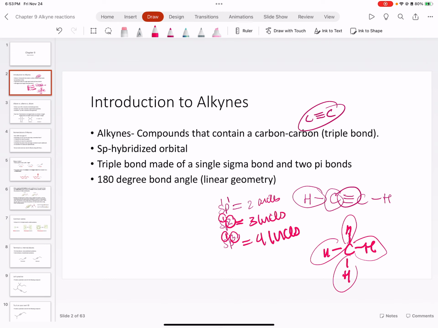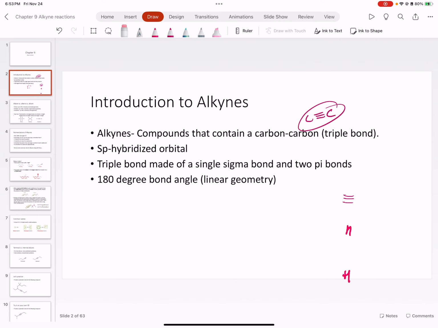In that case, we can see that alkynes are sp hybridized. By a triple bond made of a single sigma bond and 2 pi bonds, I mean that the triple bond in an alkyne is made of one sigma bond and 2 pi bonds. And the 180-degree bond line angle: if you visually see it, there's a 180 separation between them. So 180 degrees represents a linear geometry.